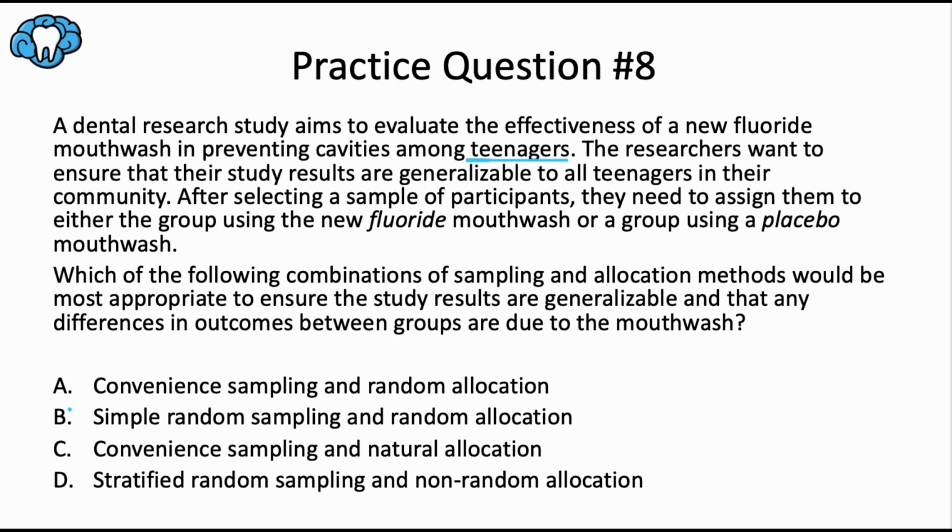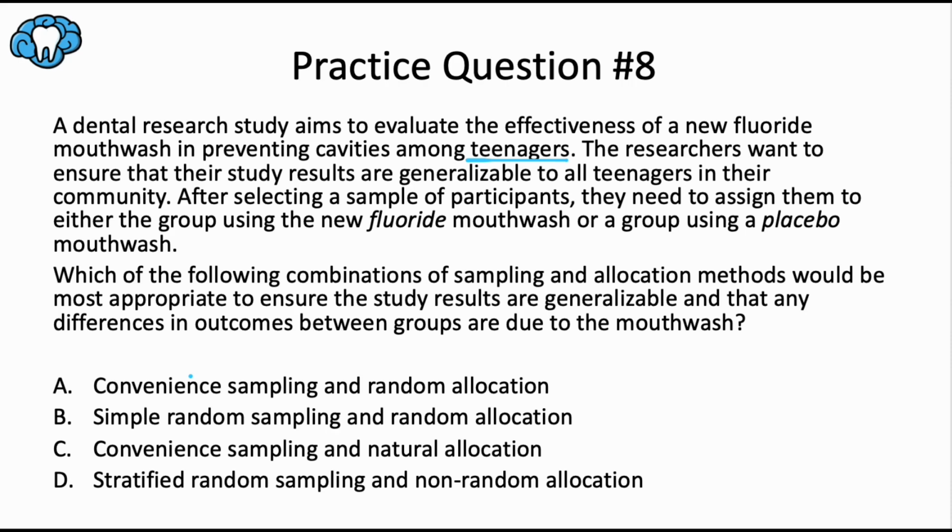So when we look at these answer choices, some of what we talked about in the last question applies here as well. So we're really looking for the most random sampling and random allocation methods to help get the strongest study design and minimize possible bias.